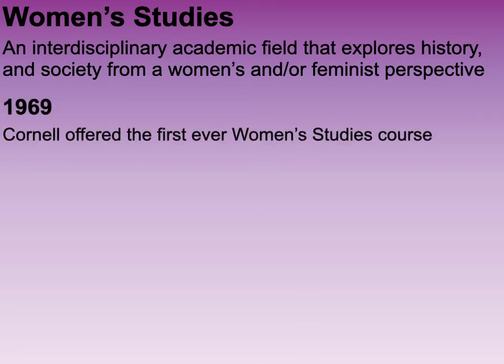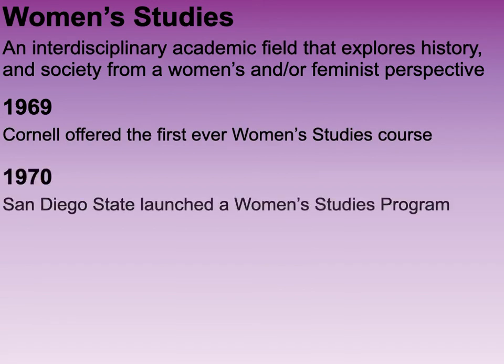So the very first class was in 1969 at Cornell, was the very first women's studies class. And then the next year, San Diego State launched the first program. I have never been to San Diego State, but I think that there should be a little museum there that we could go visit. There probably isn't. Probably the door to the Women and Gender Studies department doesn't even say over the door that this was the first one. But I like to think that it does.